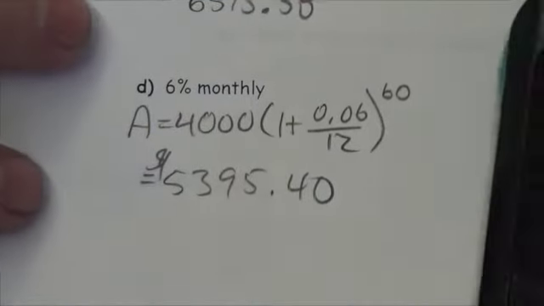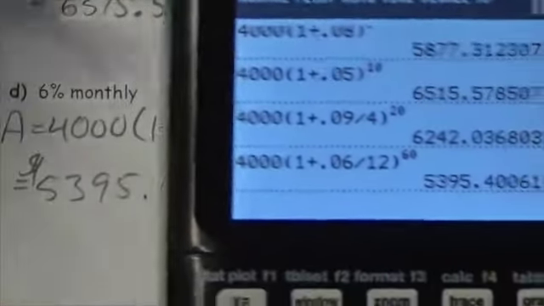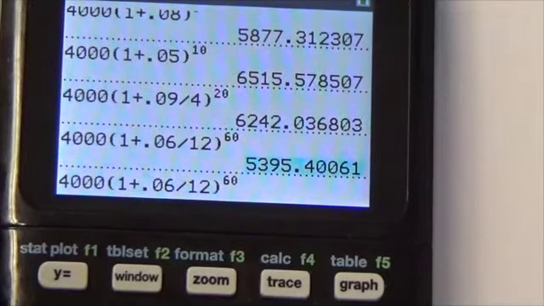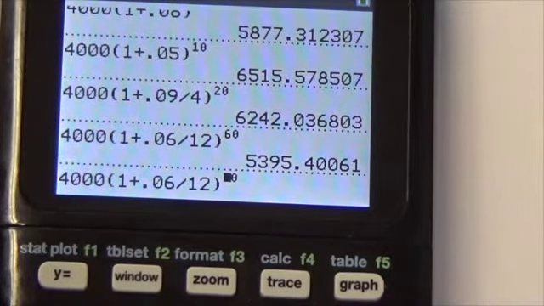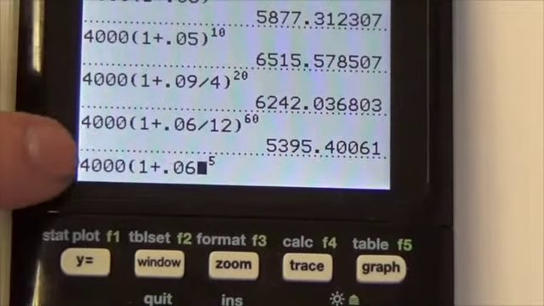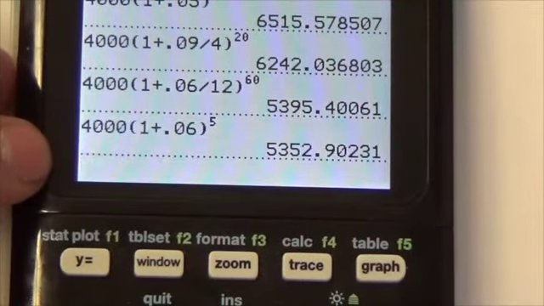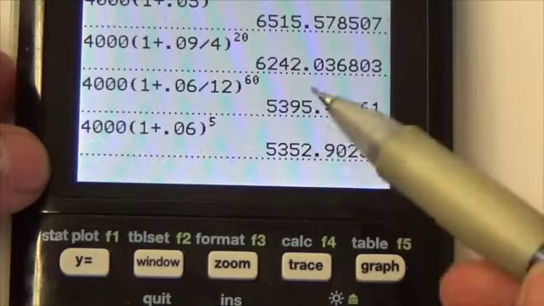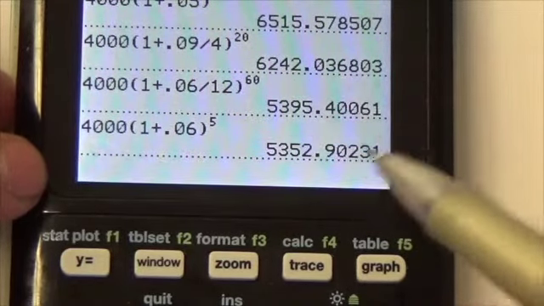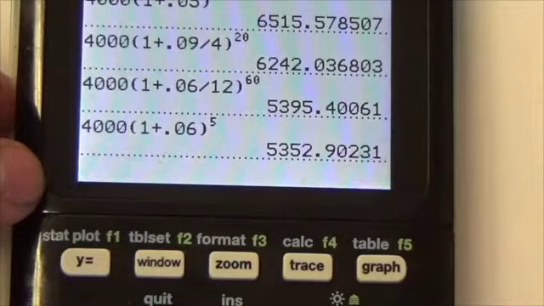Actually, just for fun, let's throw 6% in there annually. So 6% annual. I'm just going to take that thing back here. That would just be 5 times, and I'll just delete that, divide by 12. I just want to compare this. Watch what happens when you compound it monthly compared to annually. Okay, maybe it's not a huge difference there, but if you let that go year after year after year, that's going to make a difference.